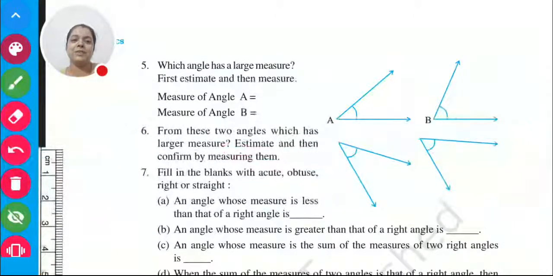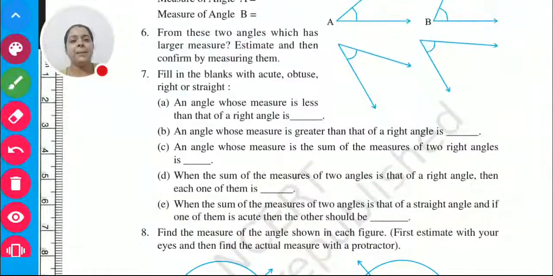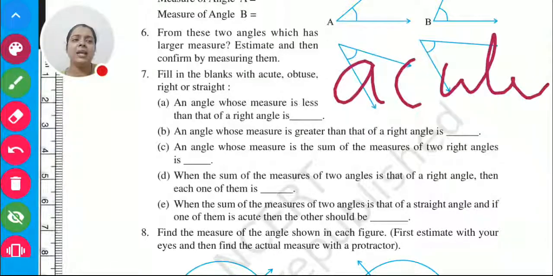Just go for it. Coming to question number 7. Fill in the blanks with acute, obtuse, right or straight angle. So let's see what the measurement says. An angle whose measure is less than that of a right angle. Means the angle which is less than 90 degree. What the angle is? Less than 90 degree is always acute angle.